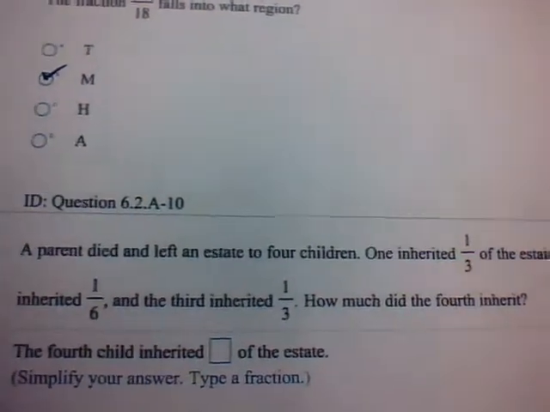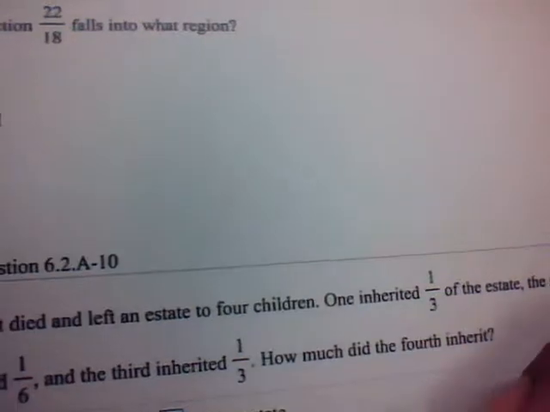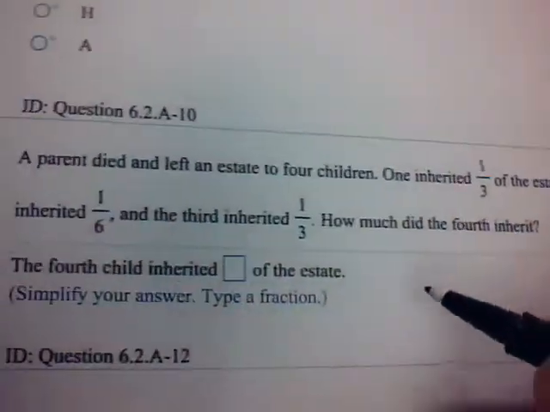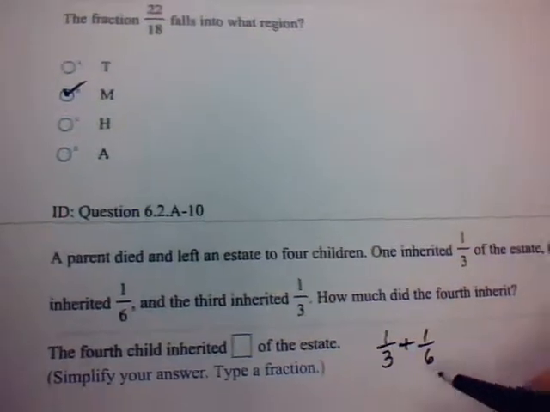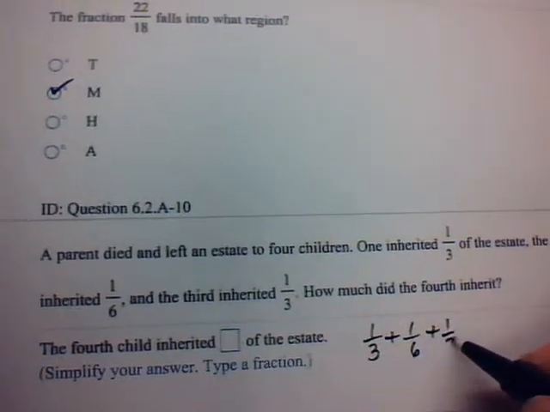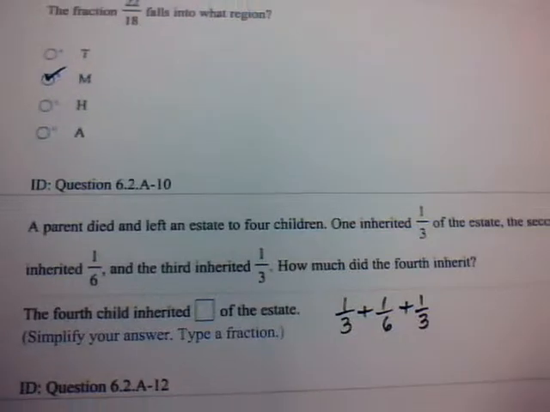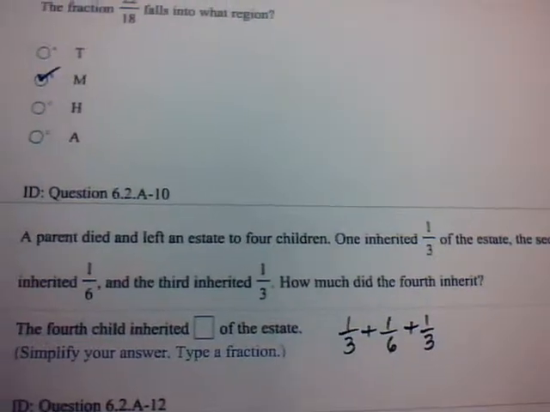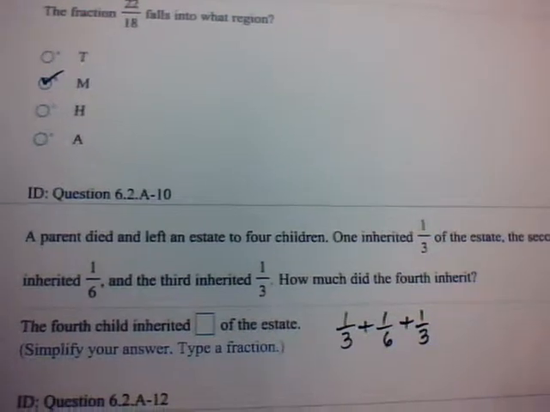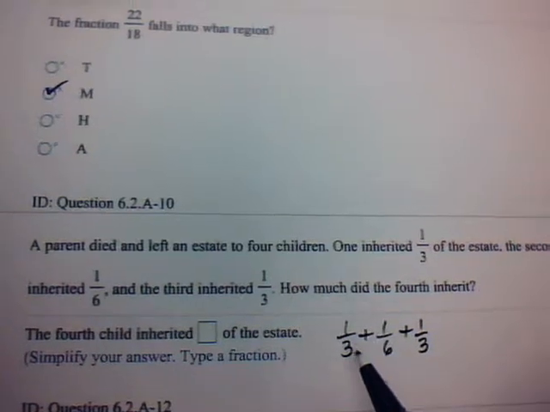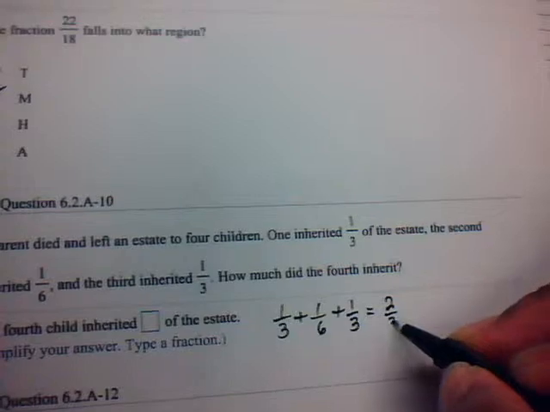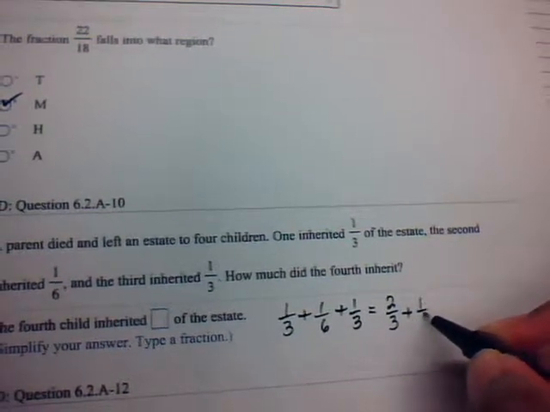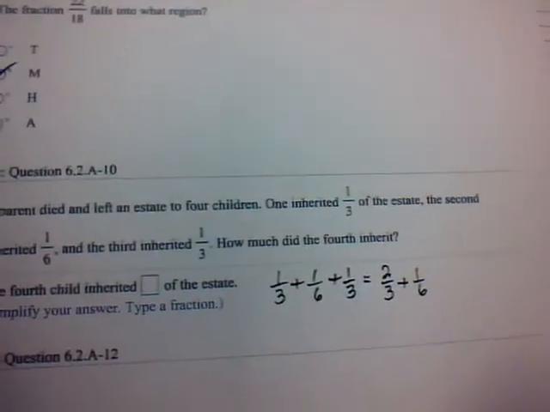Okay, well, let's do this. I'm going to add 1/3, 1/6, and another 1/3, and then subtract that from the whole. That will determine what the fourth child inherited. Well, 1/3 and 1/3 I can easily add together. That's 2/3. So now I have 2/3 plus 1/6.